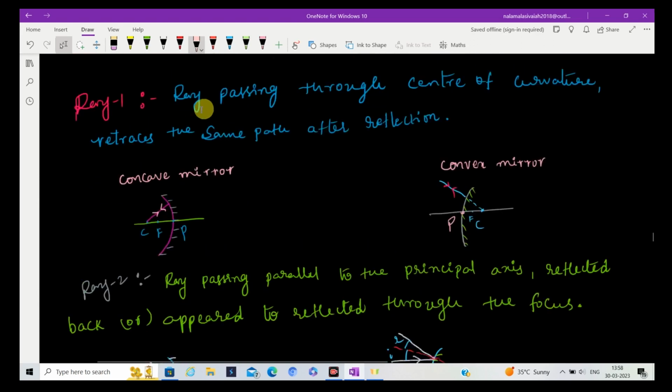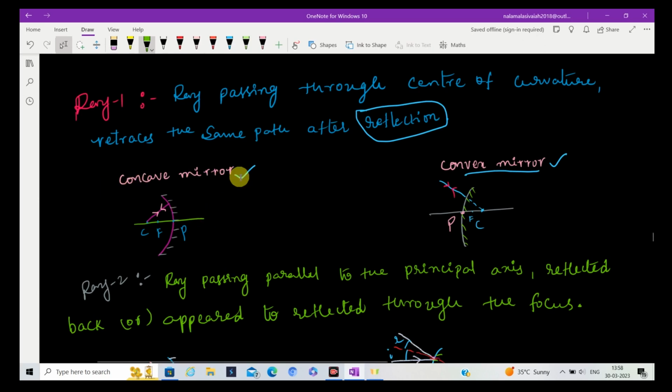Ray passing through the center of curvature retraces the same path after reflection. This is very important, they have given after reflection. This is a convex mirror, and this will be the concave mirror.